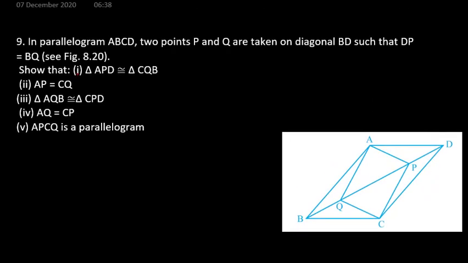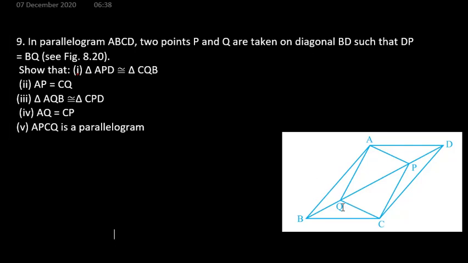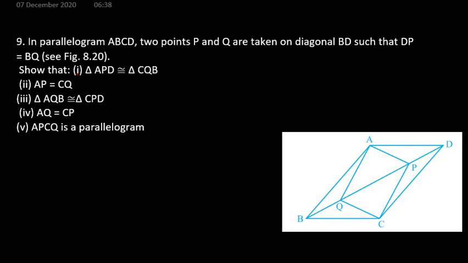Now let us see this ninth question. In a parallelogram ABCD, two points P and Q are taken on the diagonal BD such that DP is equal to BQ. We have to show that triangle APD is congruent to triangle CQB. Now if you see these two triangles, first, ABCD is a parallelogram, therefore AD and BC are equal.